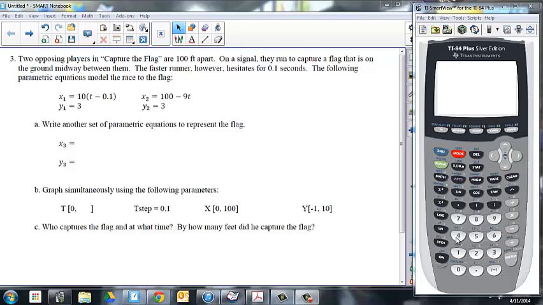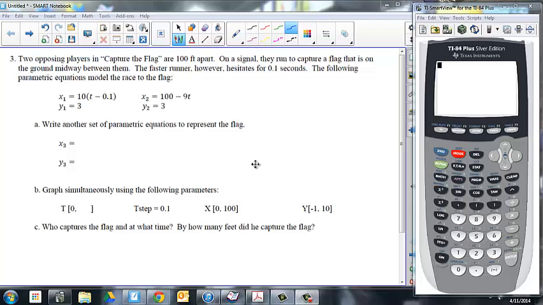Pre-calc students, here are some examples from your homework assignment tonight. We're going to start with number 3. Two opposing players in capture the flag are 100 feet apart. On a signal, they run to capture a flag that is on the ground midway between them. The faster runner, however, gets off to a slower start by a tenth of a second.